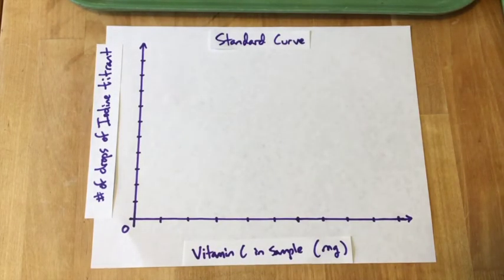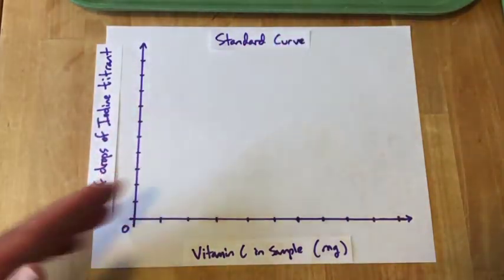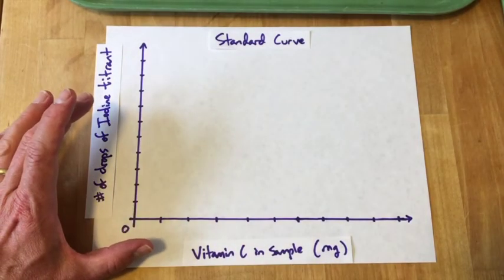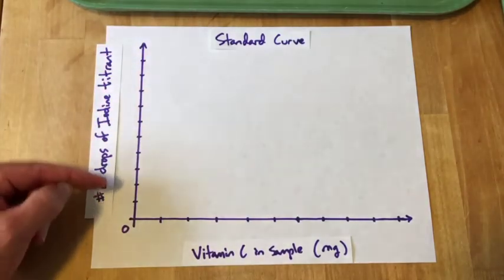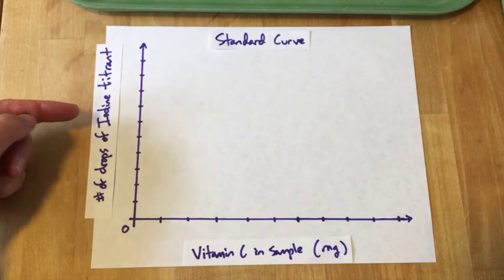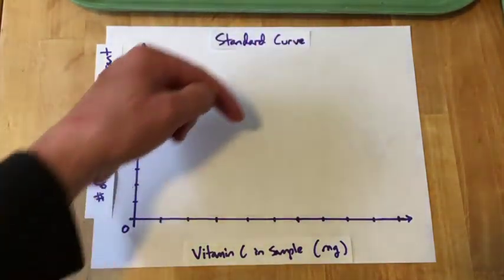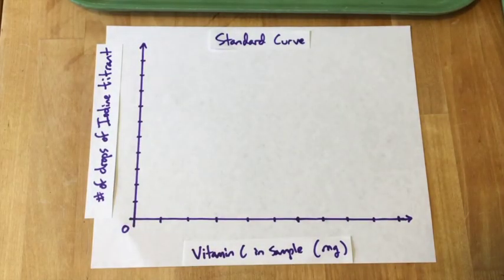It might hit them all if they're right on the line, but you want to get one line that goes as close to all the points as you can get it, that goes through the origin. You'll need this graph so that when I show you how many drops of titrant it takes to titrate the samples of apple juice, you can find out where that meets on the plotted line and find out how much vitamin C was in each one of those samples.